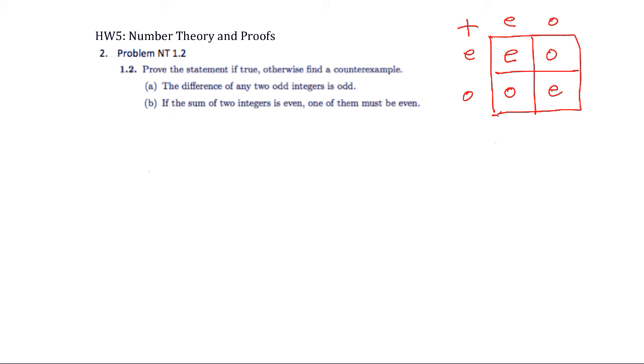The difference of any two odd integers is odd. That's false, and we can just write down a counterexample. For example, 5 minus 3. They're both odd, but their difference is not odd. So for part A, we can say false, and consider 5 minus 3 equals 2.